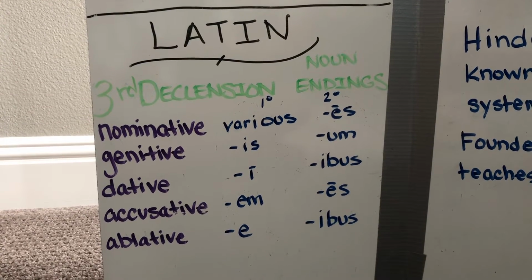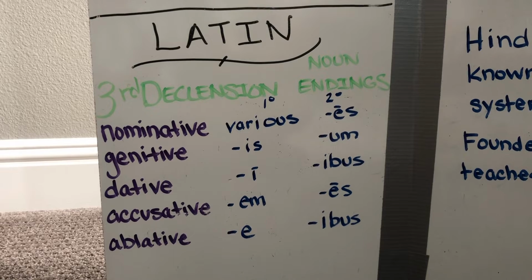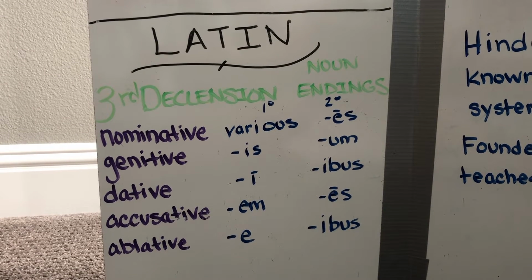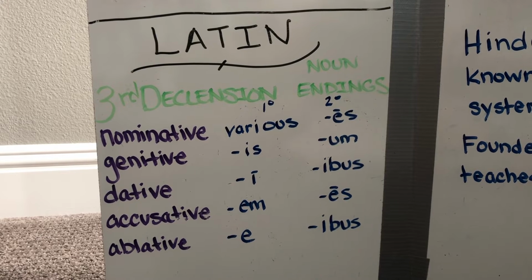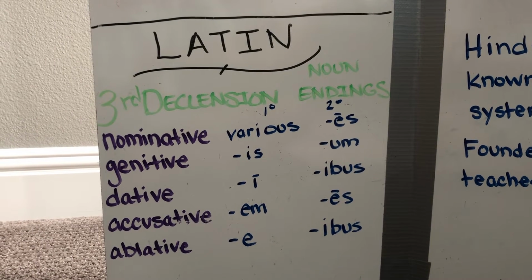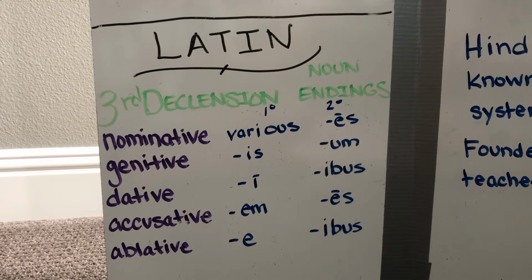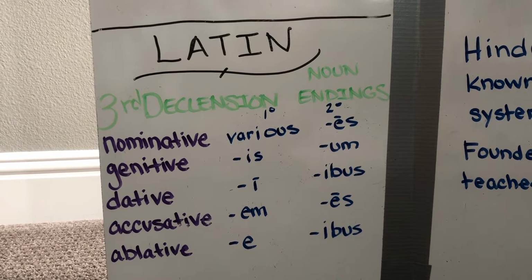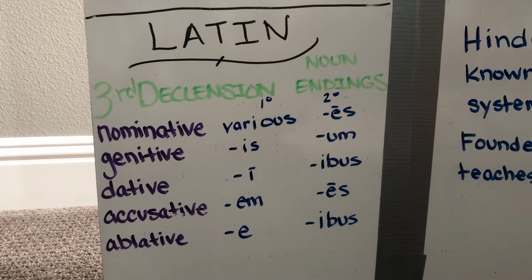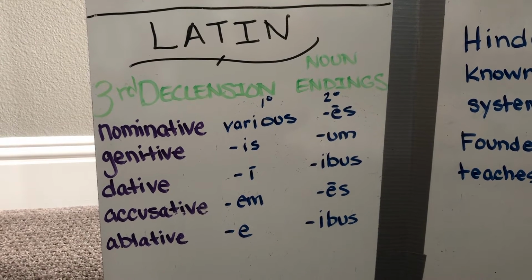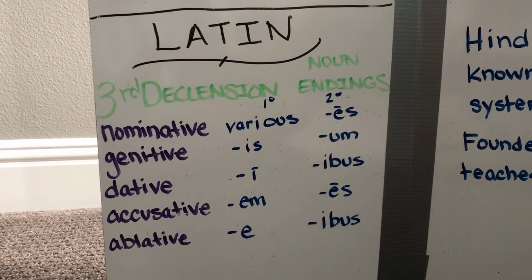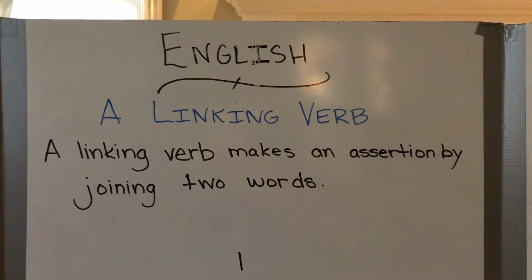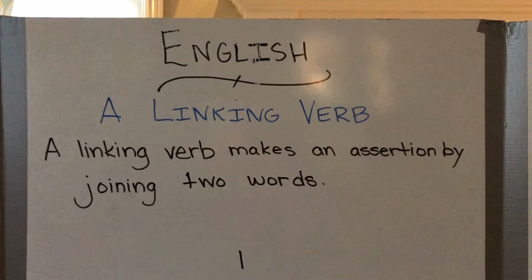Various is EMA. Singular third declensions: ace, ibis. Plural third declensions.